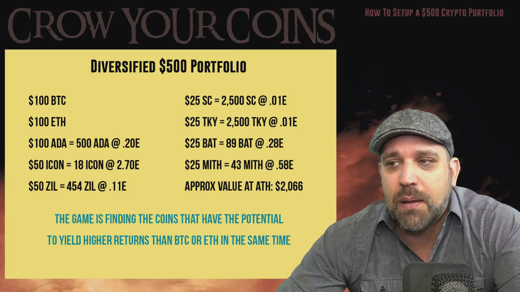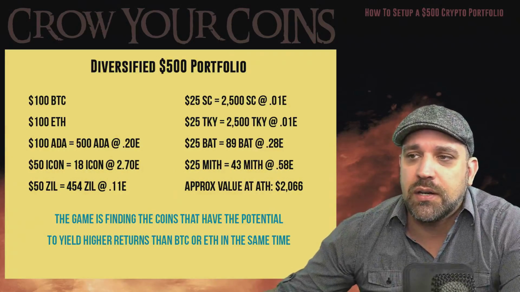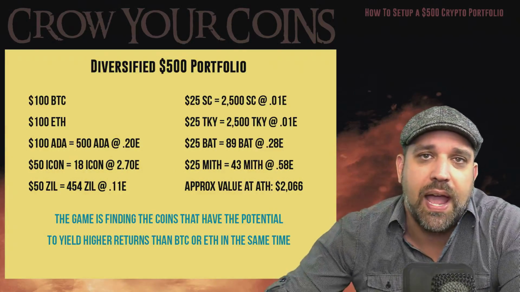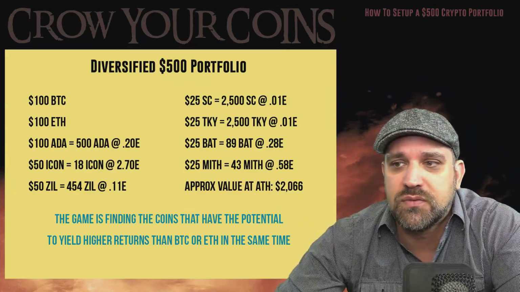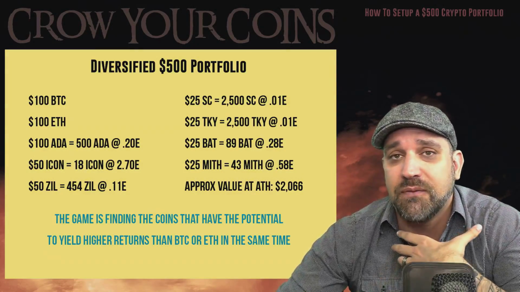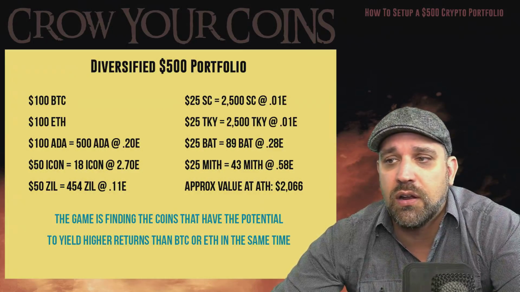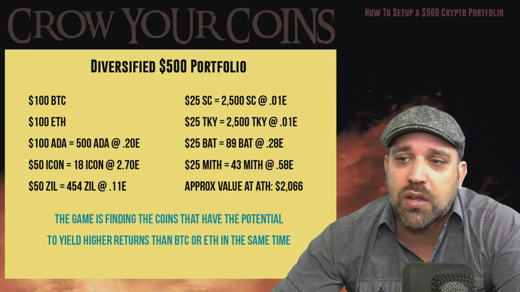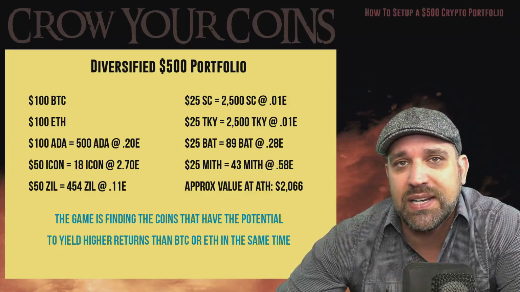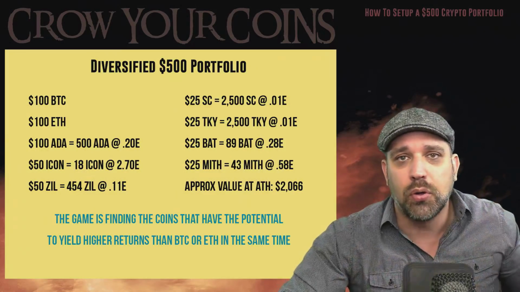Mithril is another that's probably going to do pretty well over the course of the year. Pretty much all of these coins, I hope, do very well over the course of 2018. So it could be a potentially very solid foundation for a cryptocurrency portfolio of only $500.